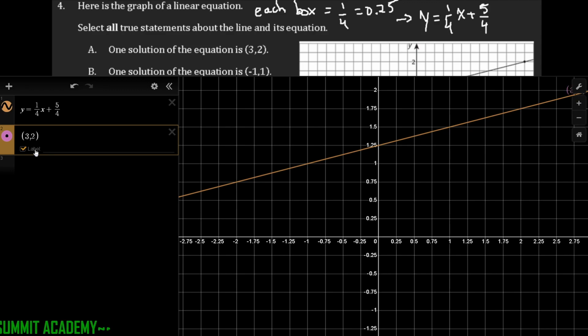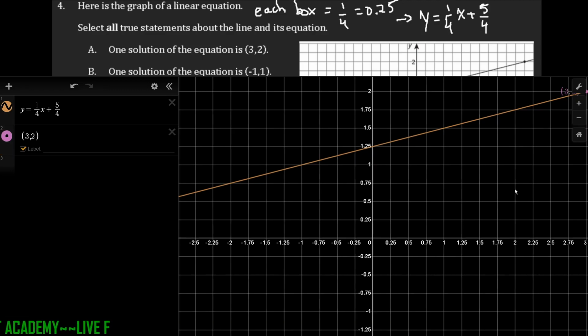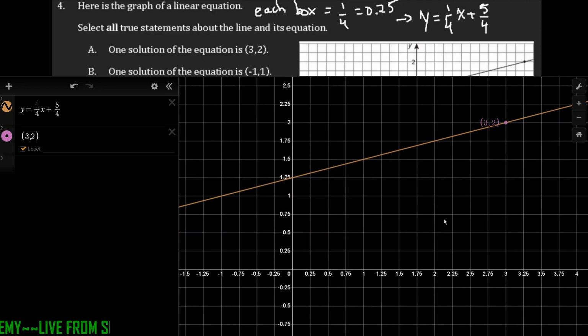Move your graph around. Notice how I type in that point, and I can click the little label so that it's easier to see. Since this point is in fact on the line, I know it is a solution. So for that first choice, we're going to say yes. This one's good. How about the second one?